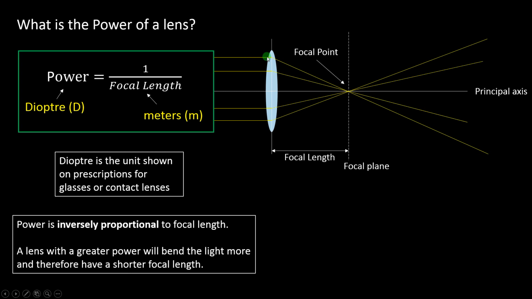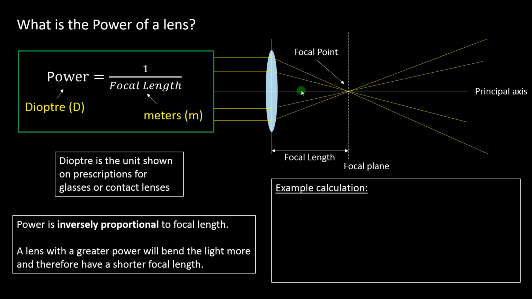Okay, so it's been bent off course more, it will come to a focus at a point that is close to the lens, and so the focal length will be reduced. So just a quick example calculation then to see how this works. It's fairly straightforward. The only thing to watch out for is units, really.